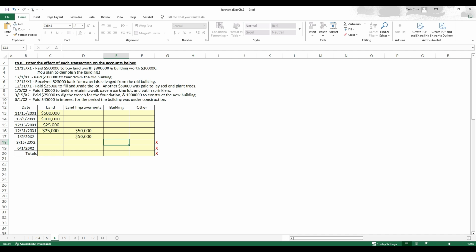Then we paid $75,000 to dig a trench for the foundation for the building, and $1 million to construct the new building. So both of those are going to be costs specifically related to the building's construction.